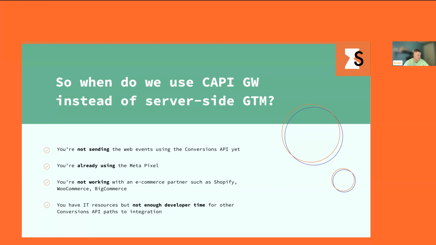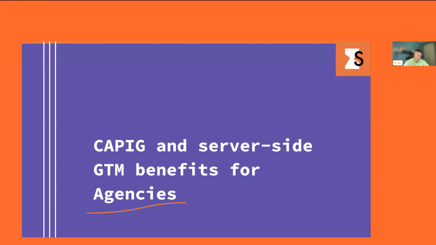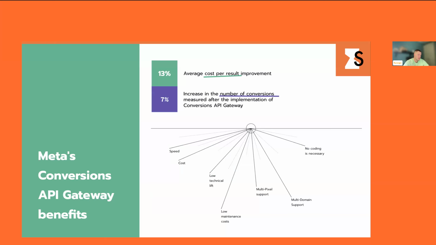Now, when it comes to benefits, right? Some of the benefits were already mentioned during the presentation, but here is what I was talking about. The average cost per result improvement is 13%, even though that's really different from client to client. This is the data that we can officially share, not to overpromise anything, right? And of course, there is 7% increase in number of conversions measured after the implementation of Conversion API.